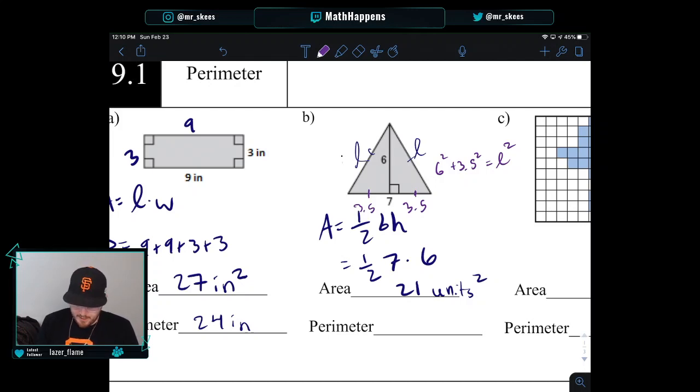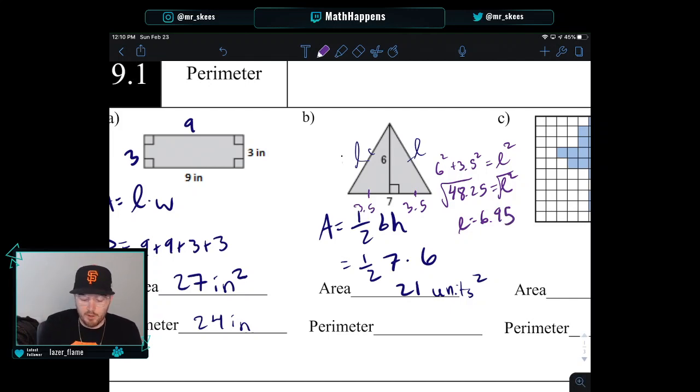3.5 times 3.5 is 12.25. Plus 36, these add up to 48.25. And then take the square root. I'm going to round. I got 6.946. How about I call it 6.95? Okay.